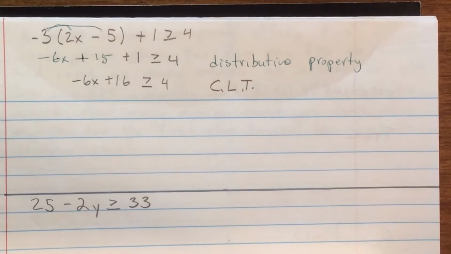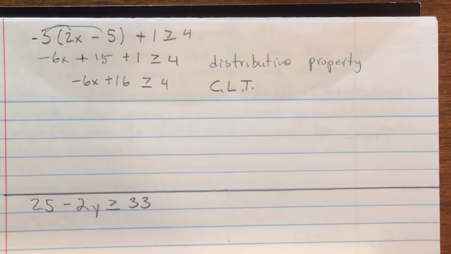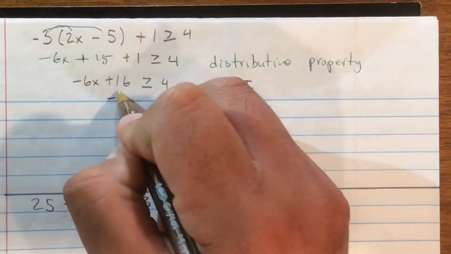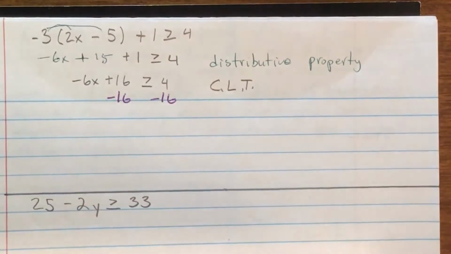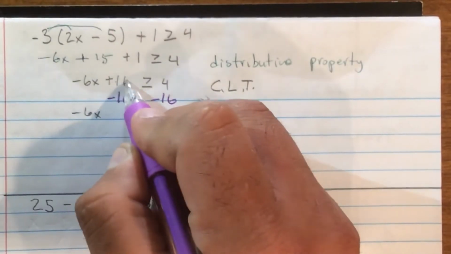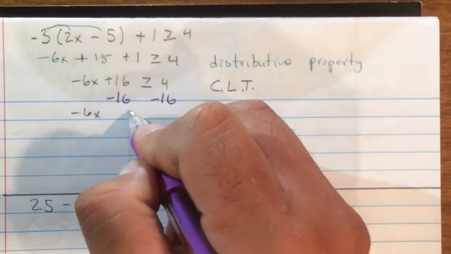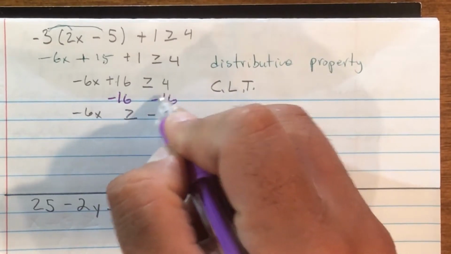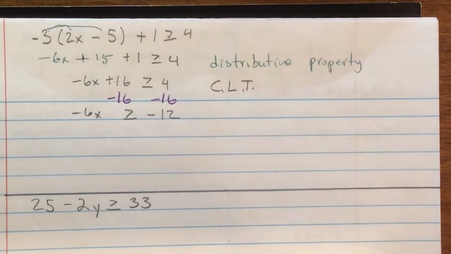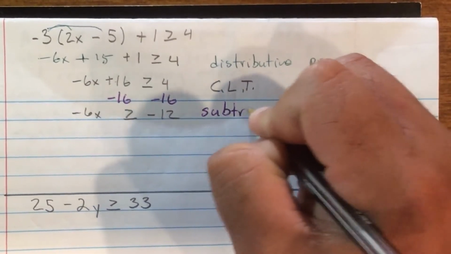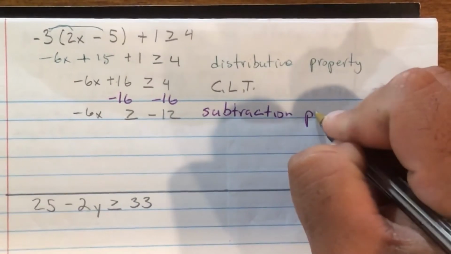Okay. So now we're going to isolate the variable. In order to do that, we have to do the opposite operation of everything that's affecting the variable. First thing we're going to do is get rid of this pesky 16. So we're going to subtract 16 from both sides. And then we get -6x, and 16 minus 16 is 0. So it's going to be greater than or equal to, and then we have -12, because 4 minus 16 gives us -12. And this was our subtraction property.